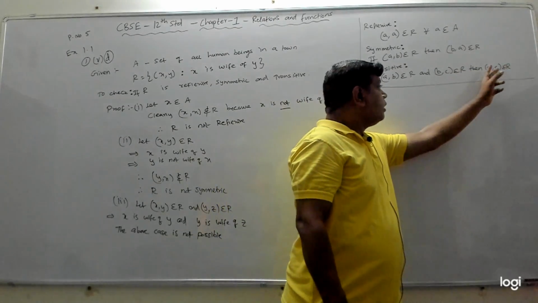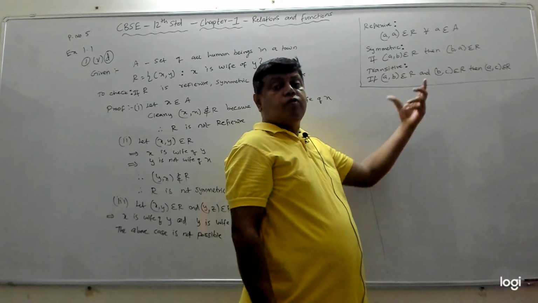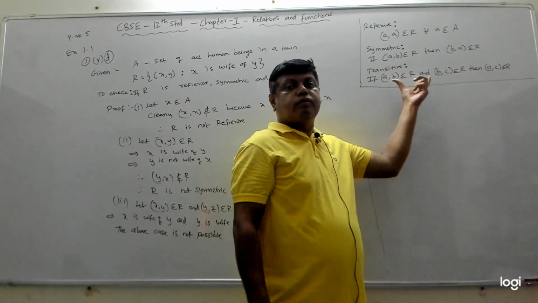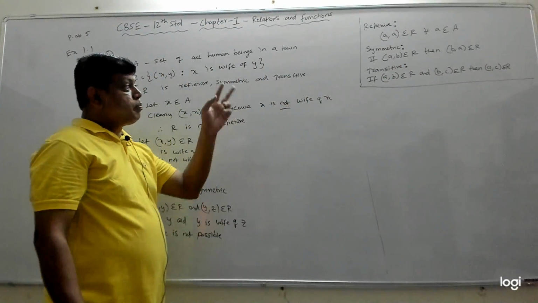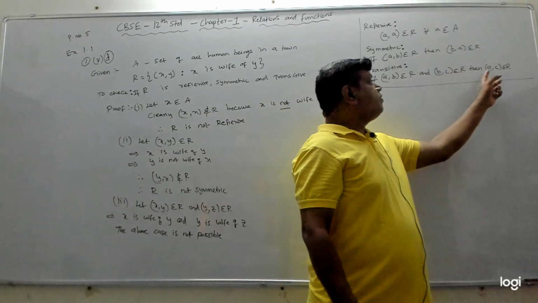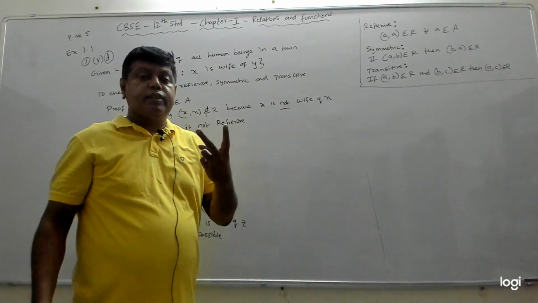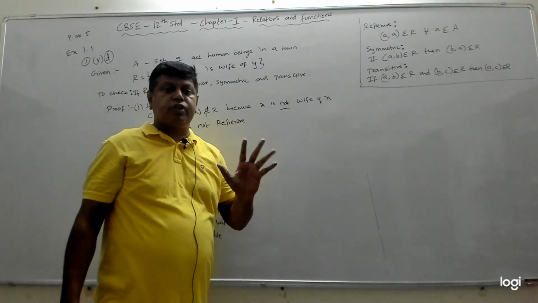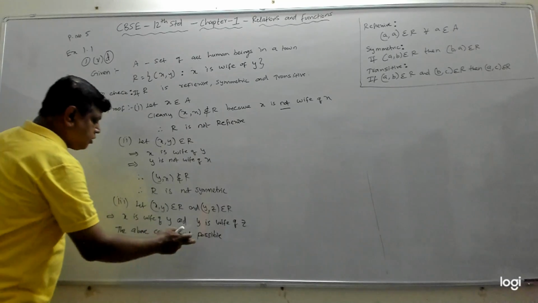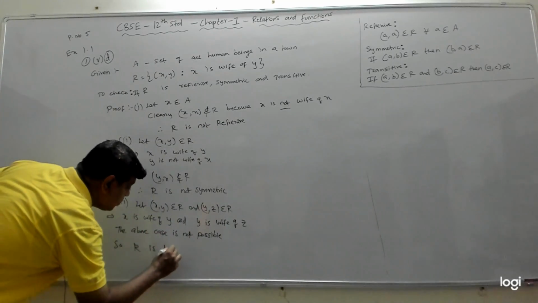For that to be there, we have to first of all get a pair like this. If you are not able to get a pair like this, then we will say it is transitive. Because only if such a pair exists and a comma c does not belong to R, we can say it is not transitive. If I am unable to find such two pairs, then we cannot say it is not transitive. It is transitive. So the above case is not possible. So R is transitive. This is very important. People may get confused.